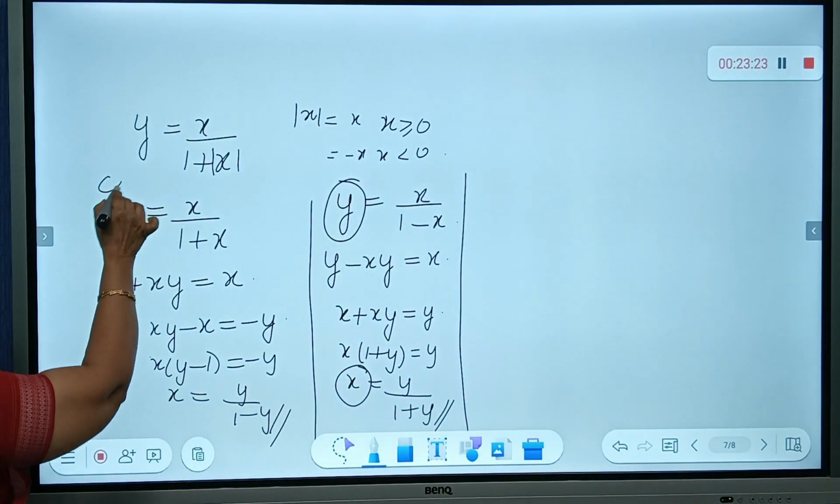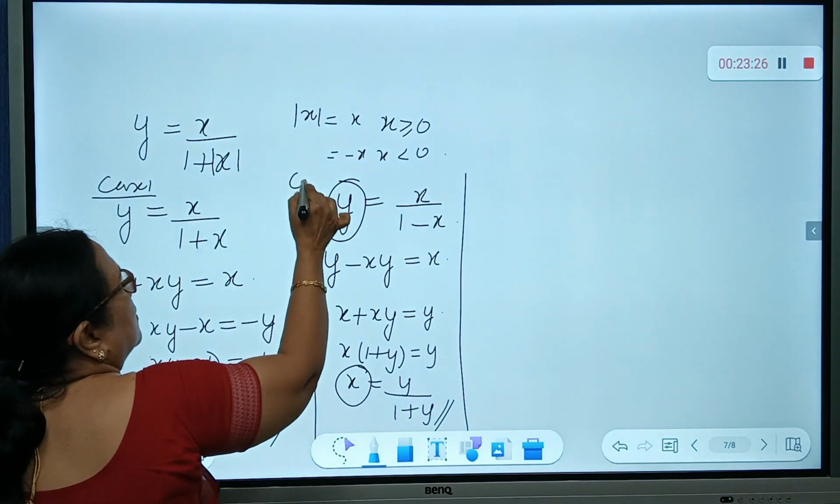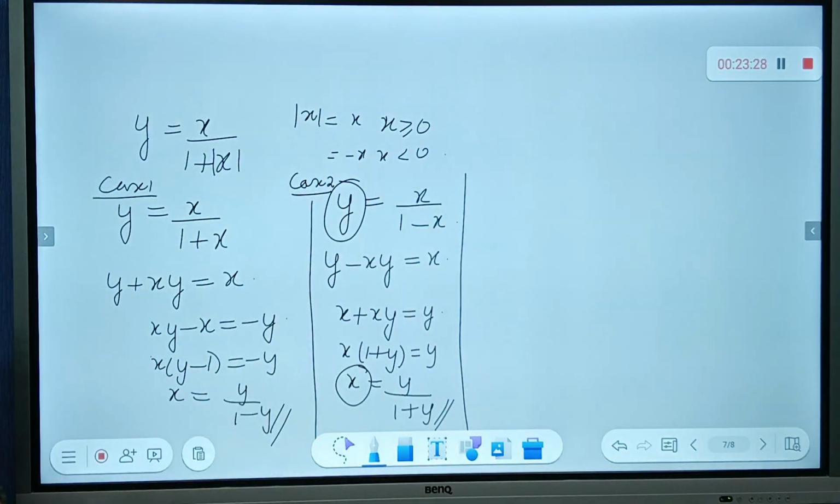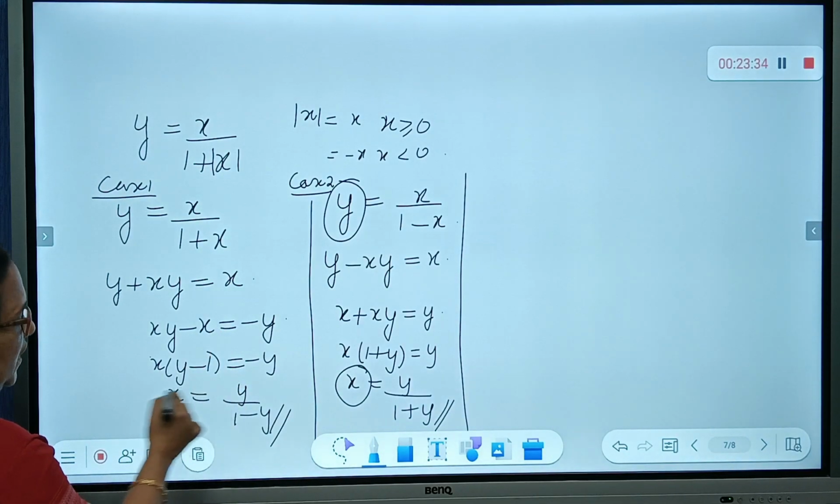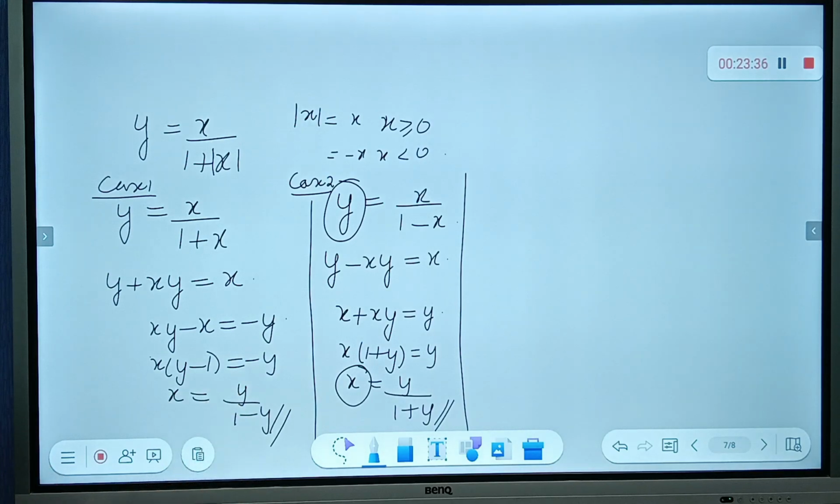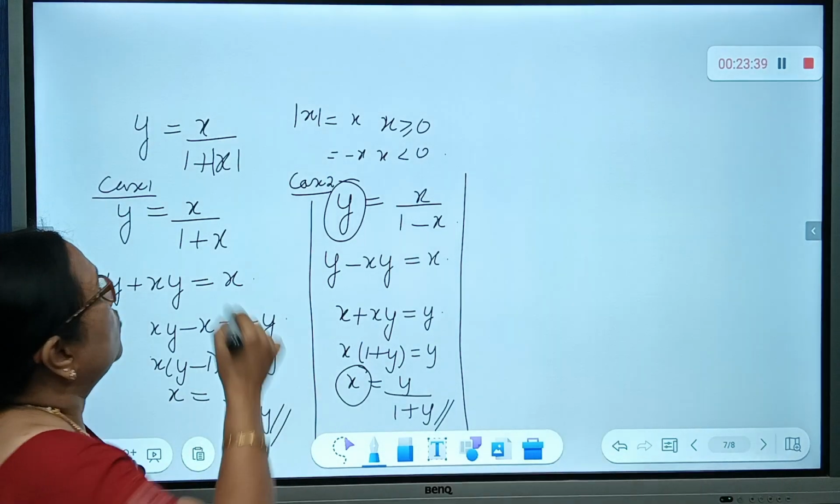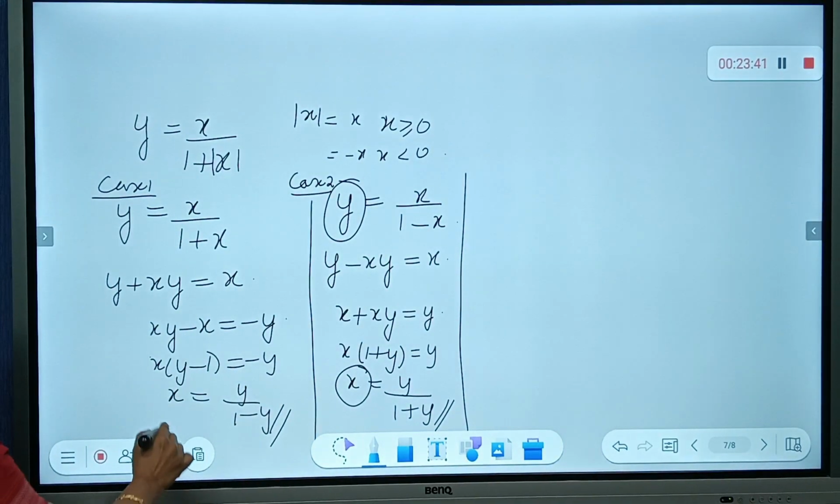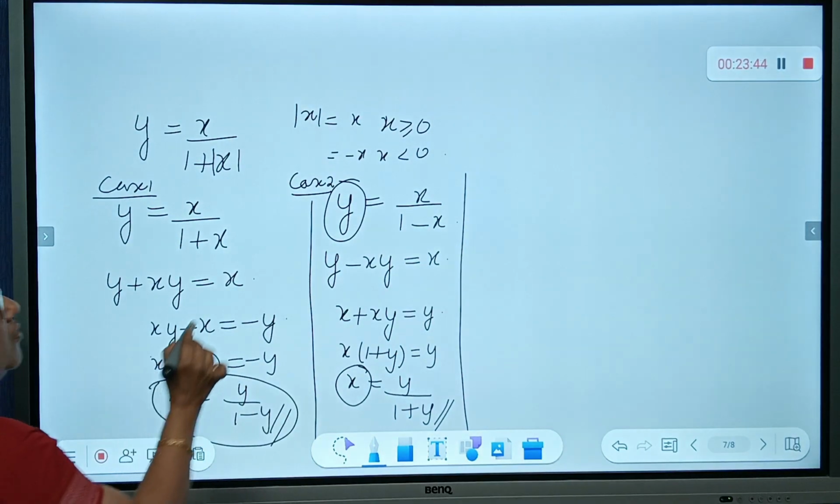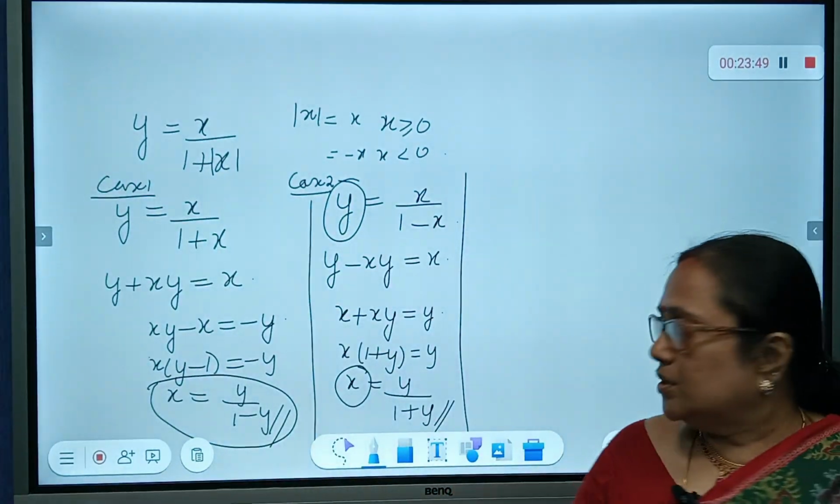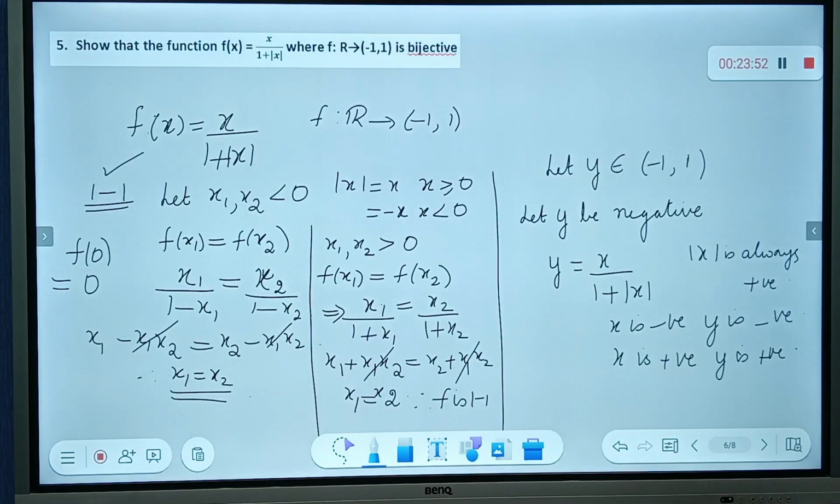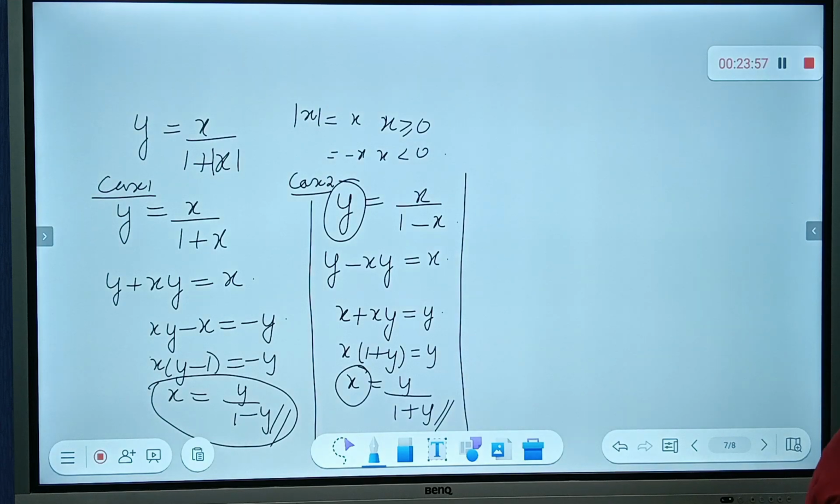In this case, the pre-image of y will be x, which is y by 1 minus y. So, given any y, we have found an x in terms of y for both the cases. Therefore, f is onto. Since in the previous slide we proved it was one-to-one, and now we have proved that it is onto, therefore, f is bijective. Is it clear?